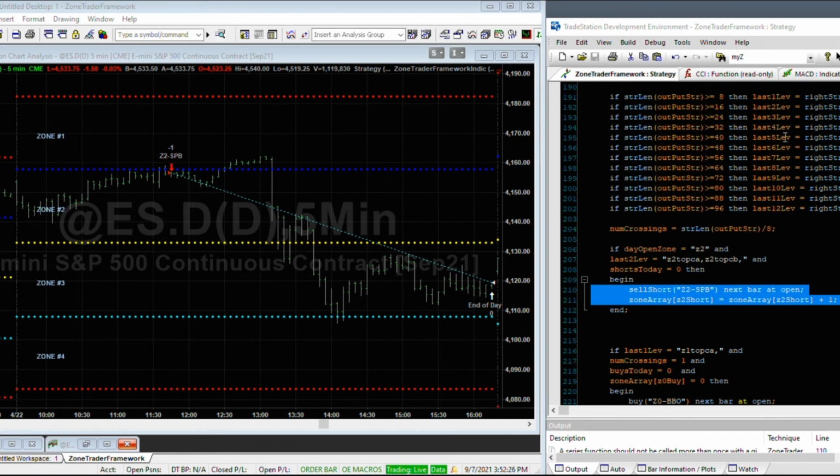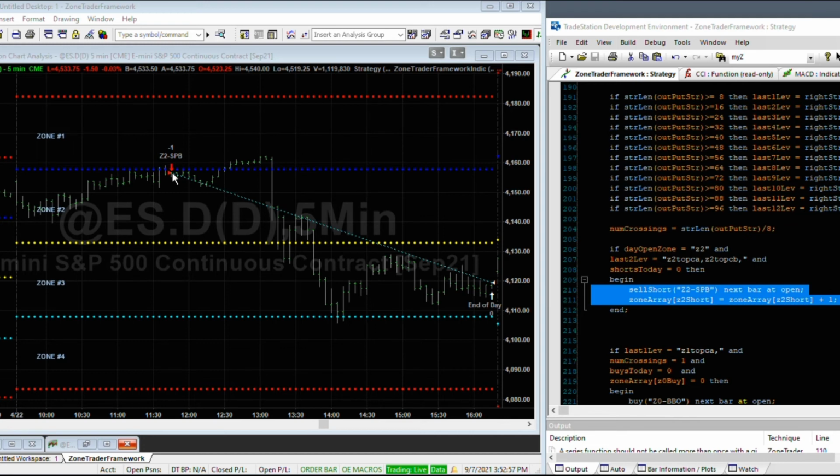Okay, I verified that, and lo and behold, there's our zone 2 short on a pullback. Pullback from this initial impetus up, started down, and we get out at the end of the day. Nice trade there. Now, does that mean that's going to happen all the time? That's up to you. That's just one sequence that I wanted to program, and as you can see, it worked here. I validated or verified that sequence worked the way I wanted it programmed.